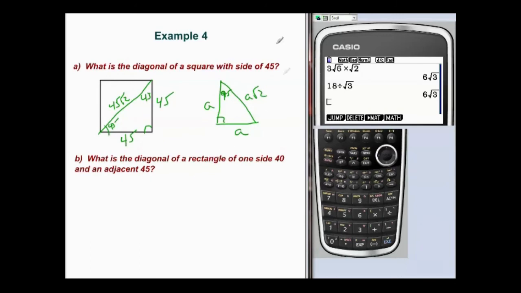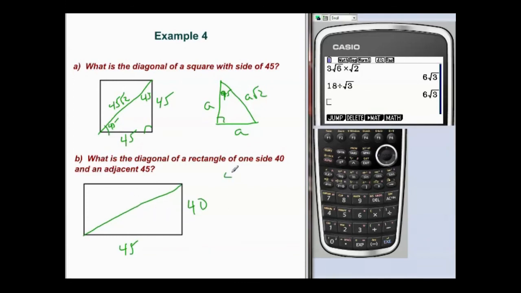What is the diagonal of a rectangle? Now rectangles are different creatures, so we better take a look at this. Let's do a rectangle. Here's a rectangle. I'm going to just draw a fairly basic rectangle. One side is going to be 45. One side is going to be 40. And draw your picture. And this is going to be the unknown side.